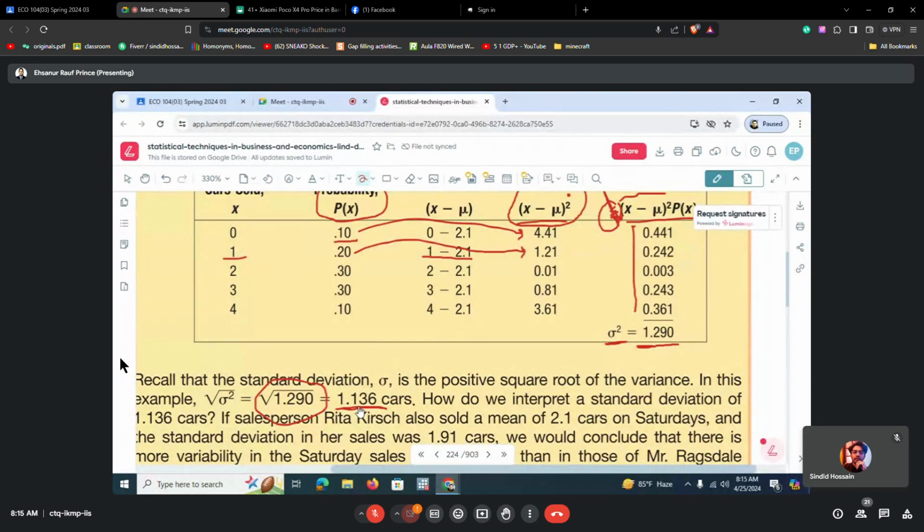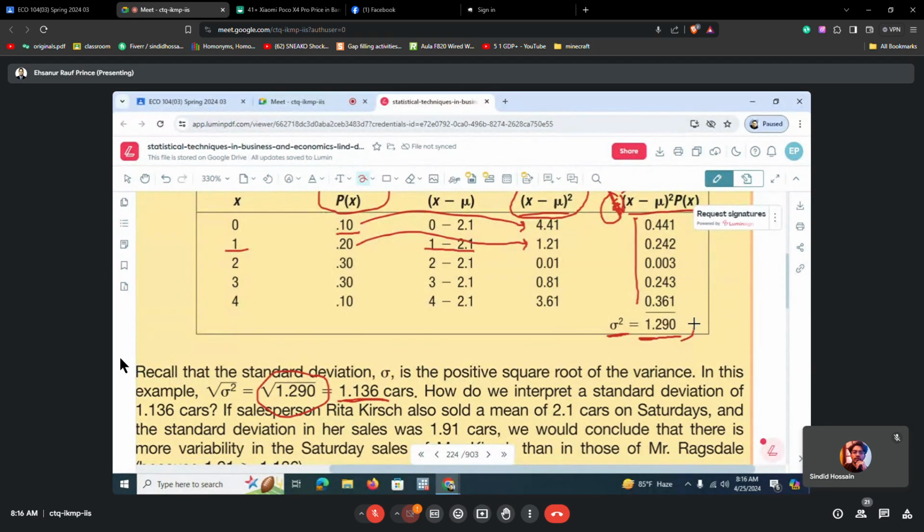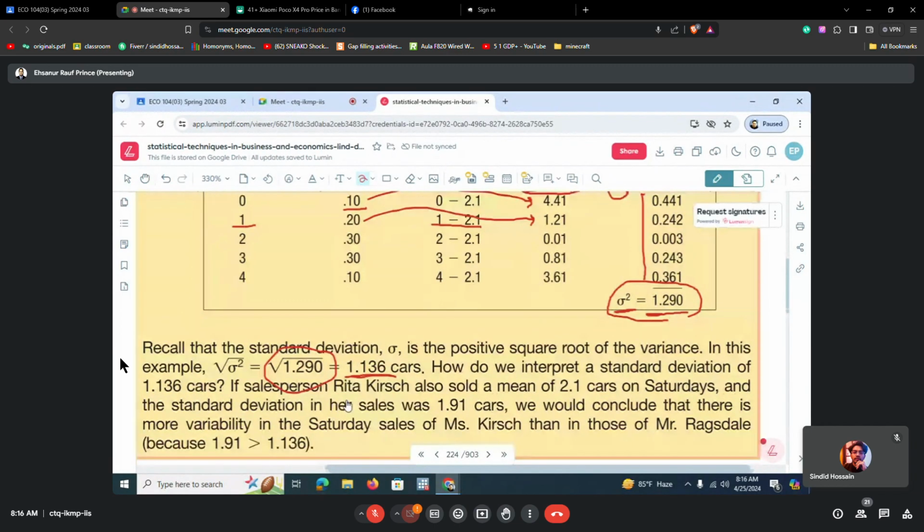So 1.14, if you only report two decimal numbers, then this would be 1.14. But if you report three decimals, then you can write like this. Both are correct, no problem. So the answer is 1.136, or you can say 1.14, whatever. The standard deviation is the positive square root of this variance value 1.290, and the standard deviation value is this 1.136.